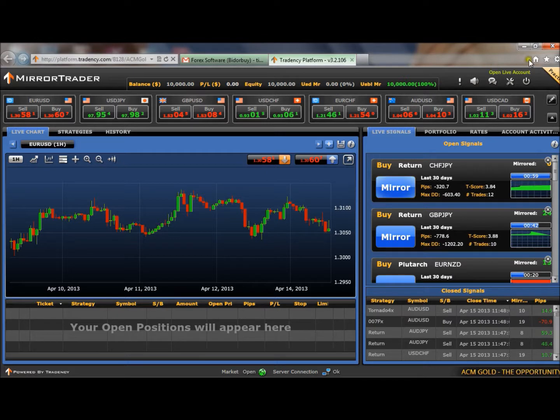Alright, so next to that we have a few icons. The first one is your disclaimer if you want to read through it again. Next one is your sound. You can turn sound on and off. Next to that you have support. If you click that, you can contact ACM Gold support directly. Next to that you have your settings. This just allows you to change your password and so on. And then next to that you have your log off button. So please just use the log out button when you're not working on your platform. Somebody else might think this is a game and come and press buttons and lose you a lot of money.